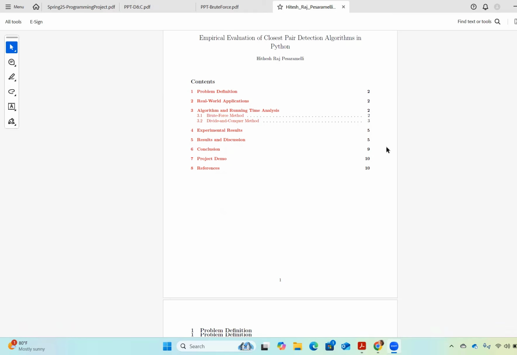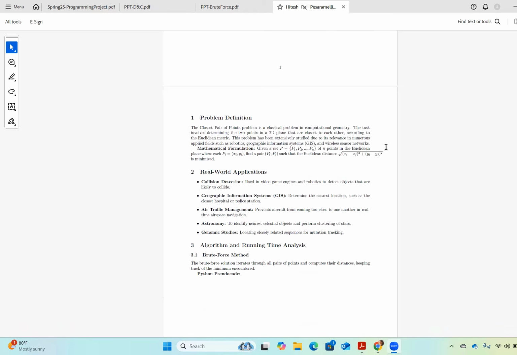Let's look at the problem definition and motivation. First, let me define the problem. Given a set of points in a plane, we want to identify the 2 points with the smallest Euclidean distance between them. This problem is fundamental in mapping, robotics, and data clustering.